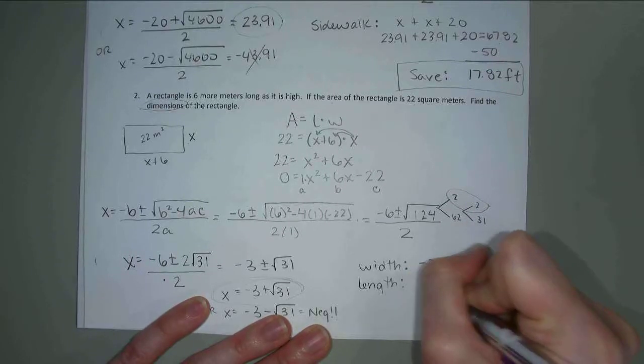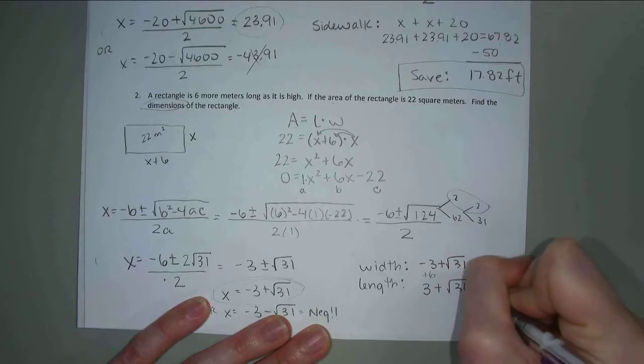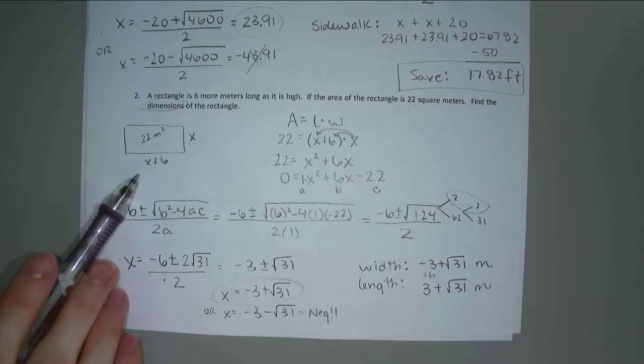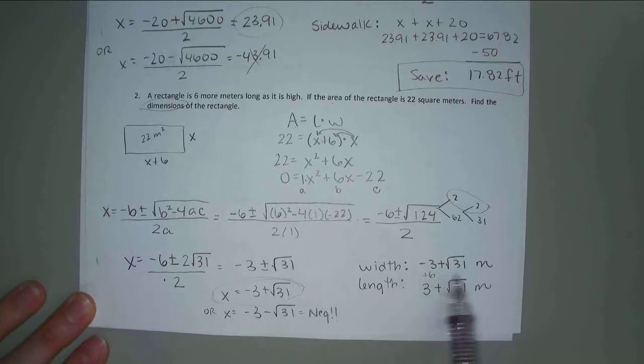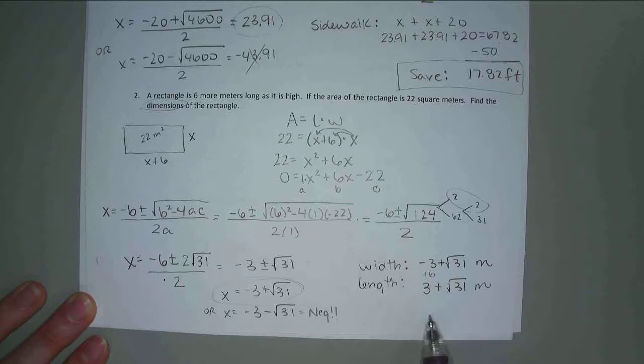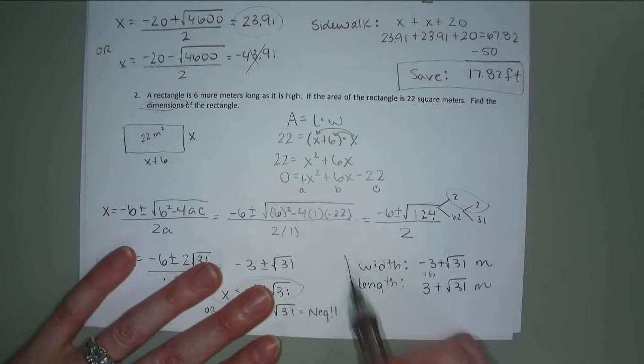Positive 3 plus the square root of 31 meters, because your length is x plus 6. This was x. When I add 6 to it, the 6 and the negative 3 combine to be a positive 3. And I think that always happens, guys, where this negative number in front will always turn out being the positive number for the length. I don't know why that works that way every time, but I think it does.